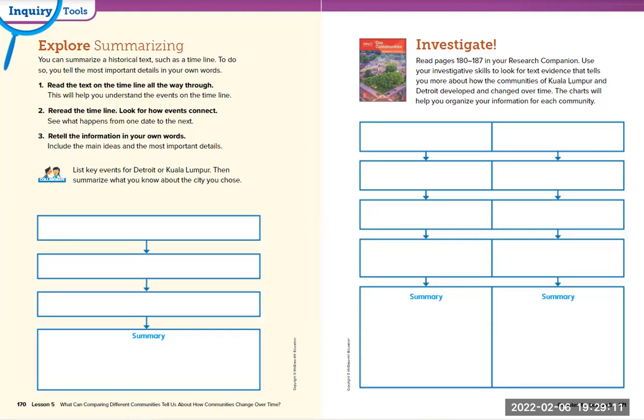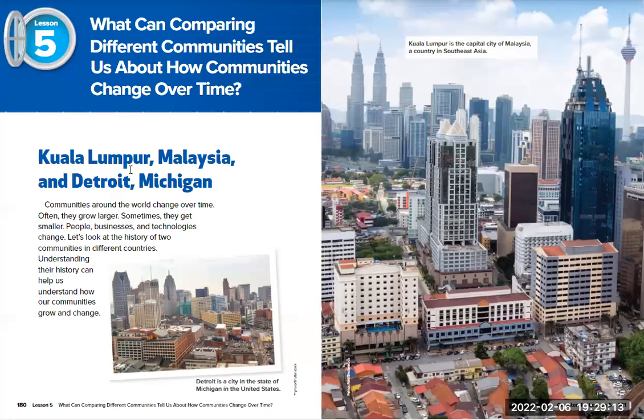And I believe in your textbook, we are on page 180. What can comparing different communities tell us about how communities change over time? Still in lesson 5. Kuala Lumpur, Malaysia, and Detroit, Michigan. This image right here is Kuala Lumpur, and it's the capital of Malaysia, and it says it's in Southeast Asia. These are actually the Petronas Towers right here. You can see it even right there at the little bridge. If you've ever gotten a coin from Malaysia, this is on their national coin.